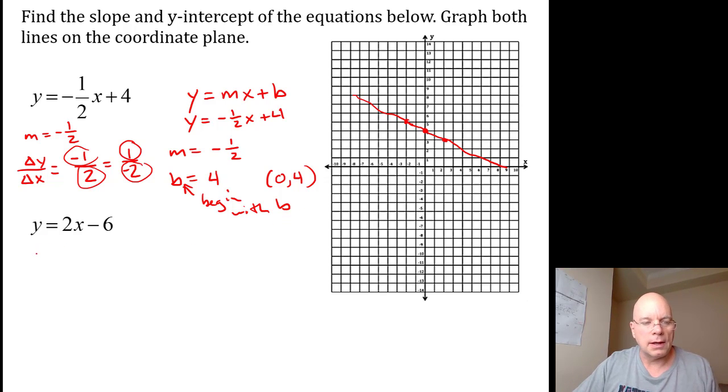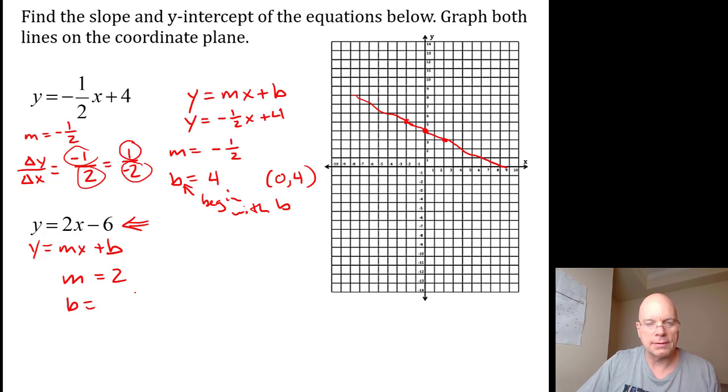Okay, here, y equals mx plus b. So what is m for this line? m is 2. What is b for this line? b is negative 6. Be careful if it's plus b, but you have minus 6. You have to remember that subtracting 6 is the same as adding negative 6. So b is negative 6.